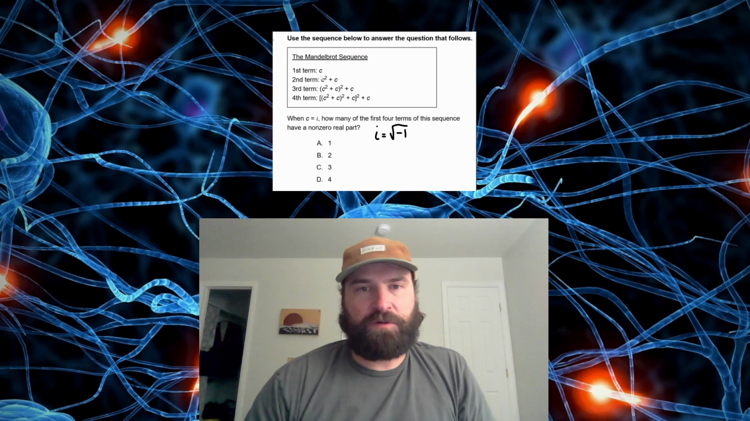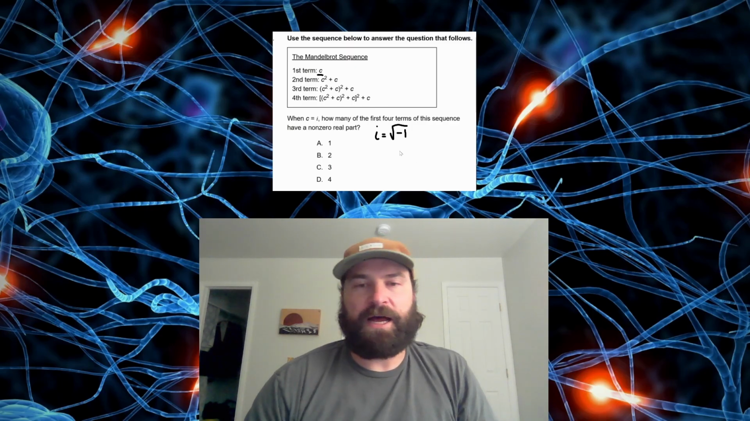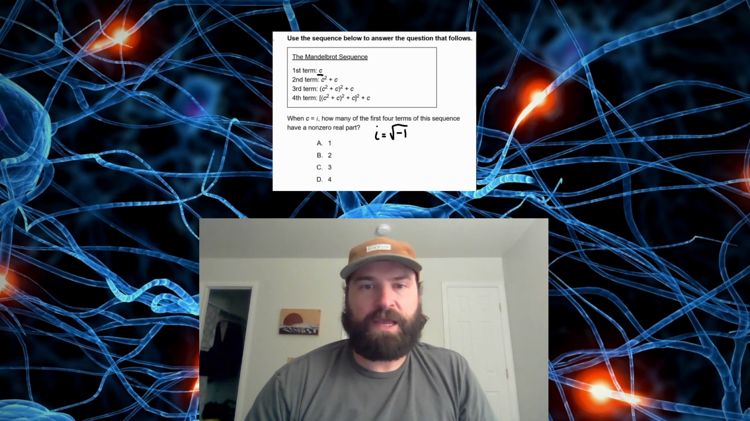So the first term being C, and since C equals i, we can just replace every single C that we see here with an i. So we can just pretend all these C's are i's. The first term is by definition an imaginary number. The first term is just i, and i is an imaginary number, so this first term does not have a real part. Then if we look at the second term, we've got C squared plus C.